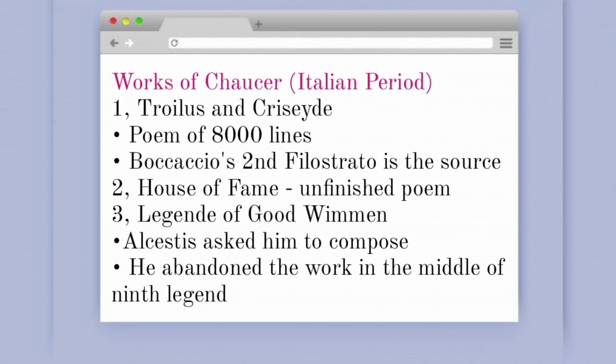So Alcestis asked Chaucer to compose a poem which has all the wifely virtues and values and the way of a woman leading a good life. So thus Chaucer wrote the Legend of Good Women, and in total he wrote 9 legends, and in the middle of the 9th legend he abandoned the work. So 2 important works of the Italian period are Troilus and Cressida and Legend of Good Women. Also we have one unfinished poem, that is House of Fame.